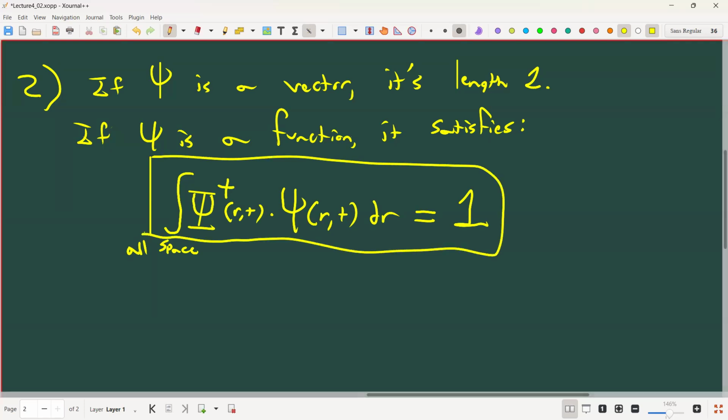Well, it says basically, imagine the function's real. There's no complex numbers. These are the same function. Because remember, complex conjugate only flips the i's. There's no i's, it doesn't do anything. So we have, if it's a vector, the vector is length 1.